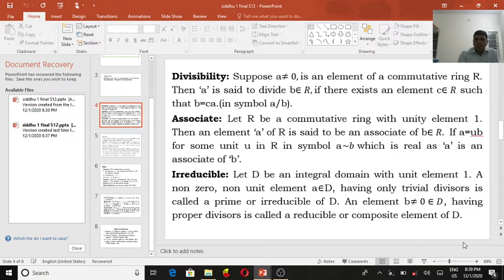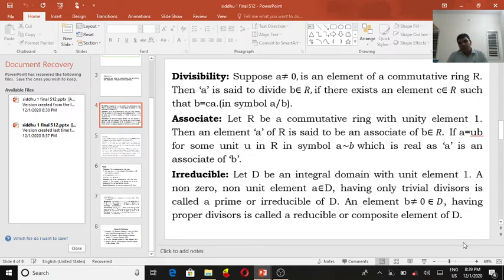This is a pure concept. What is a divisor? If A and B are non-zero elements and A divides B, then B can be written as B is equal to CA, where C is an element of the ring.